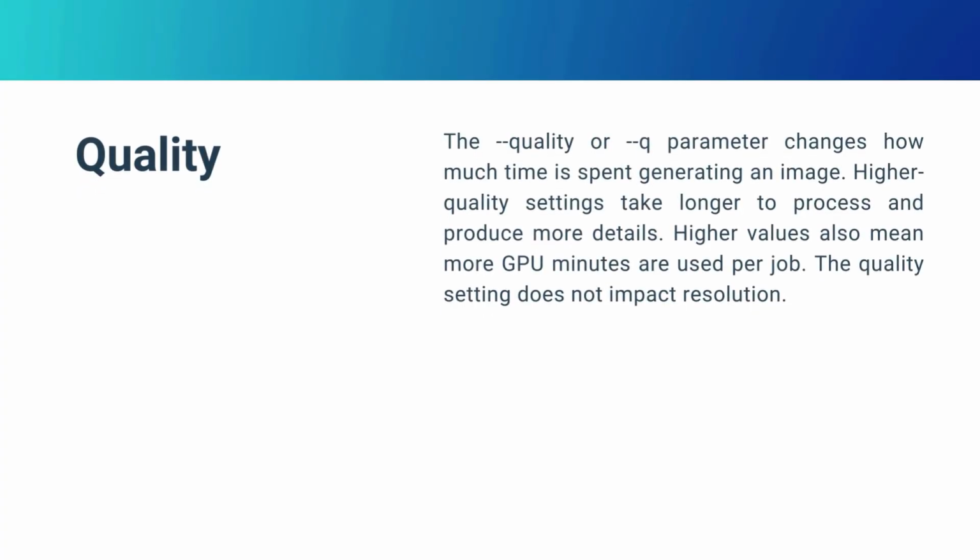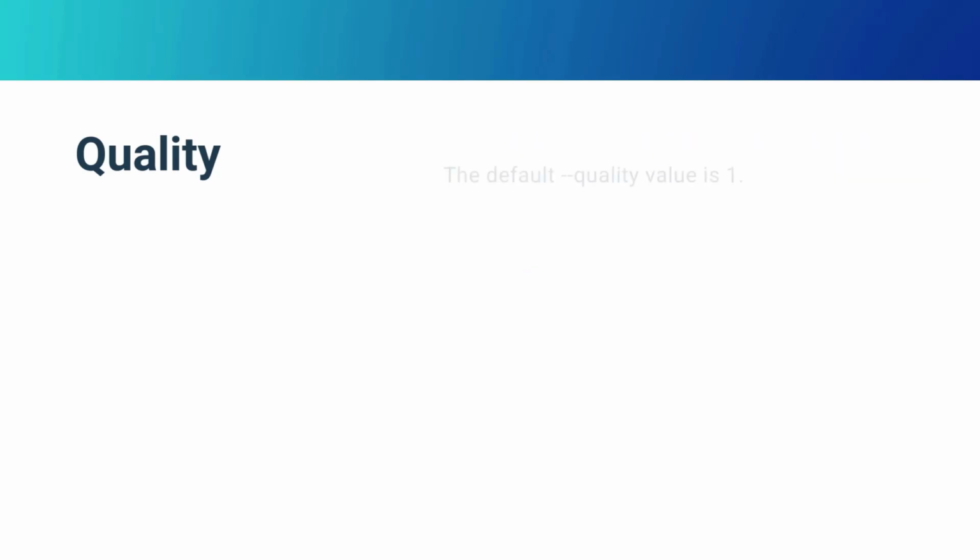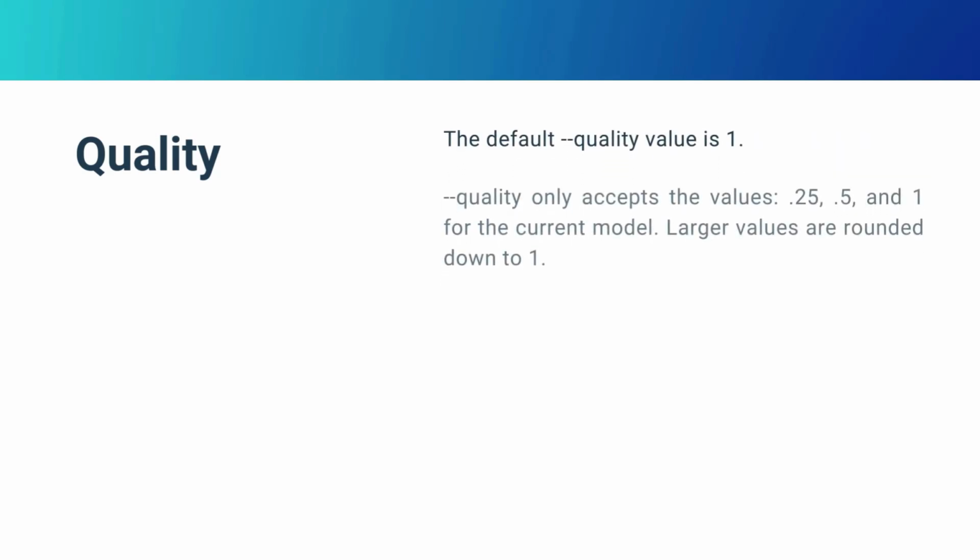Quality. The --quality or --q parameter changes how much time is spent generating an image. Higher quality settings take longer to process and produce more details. Higher values also mean more GPU minutes are used per job. The quality setting does not impact resolution. The default --quality value is 1.